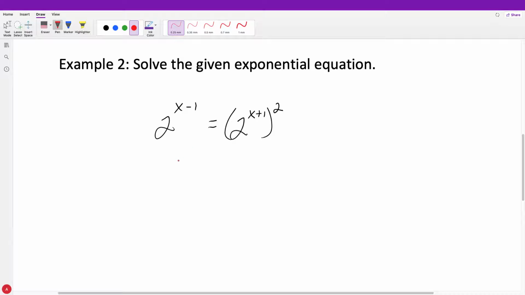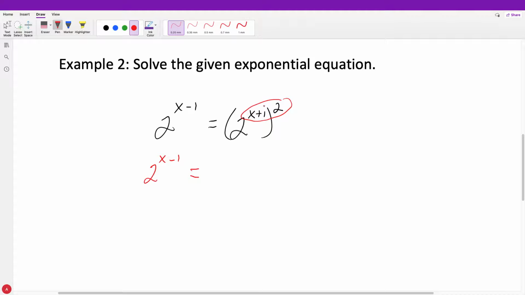So if I see this problem, 2 to the x minus 1 power is equal to 2 to the x plus 1 raised to the second power. So here we see we actually have a rule that we learned already, and this is a power to a power. So a rule with power to a power is we would multiply. So before we start setting anything equal, we need to go ahead and simplify this as much as we can.